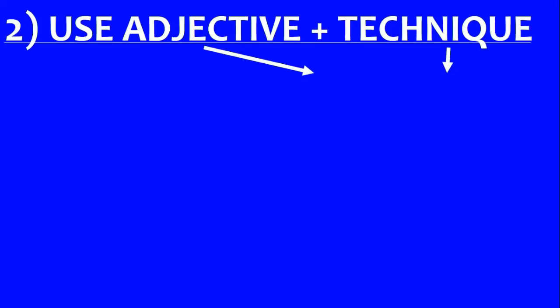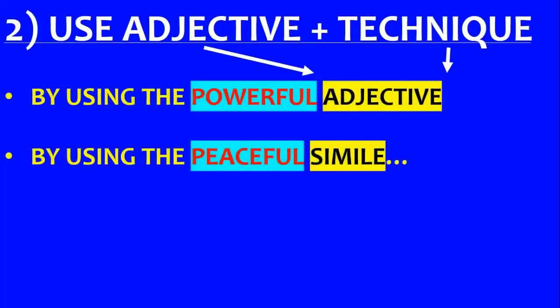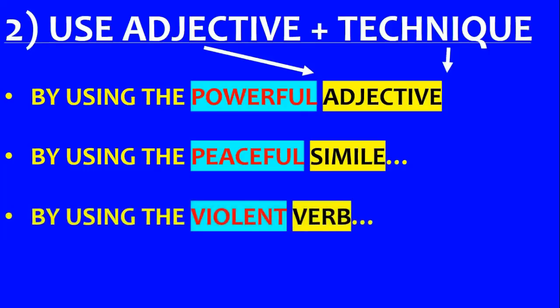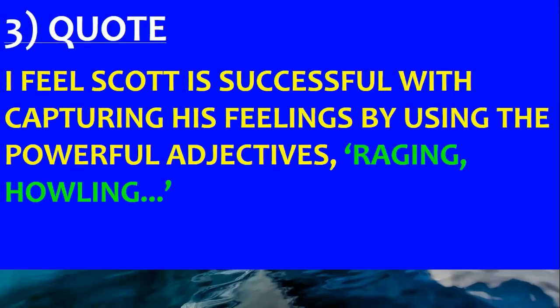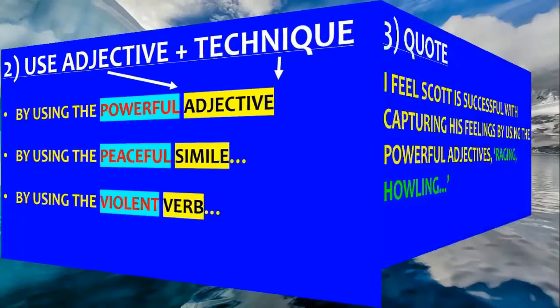Number two, I'm going to use an adjective and technique. So what has he done? Well, I'm going to say he's used a powerful adjective, a peaceful simile, or violent verb. What technique has the writer used? I'm going to look at the adjective, and what kind of adjective is it? Is it a peaceful one? Is it calm? Is it violent? I'm going to be talking about raging and howling. So I'm going to say he's used powerful adjectives. So that's number two, adjective and technique.